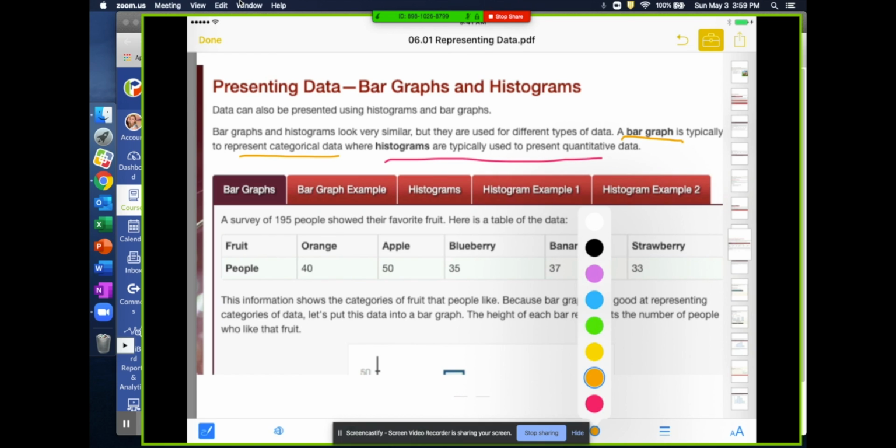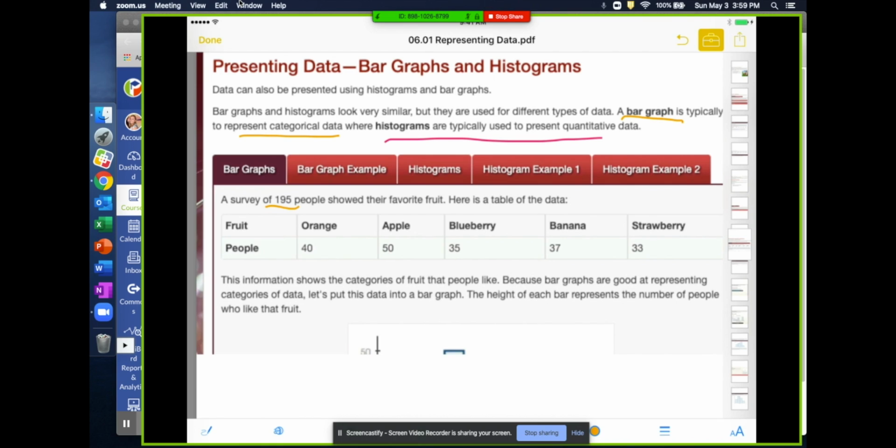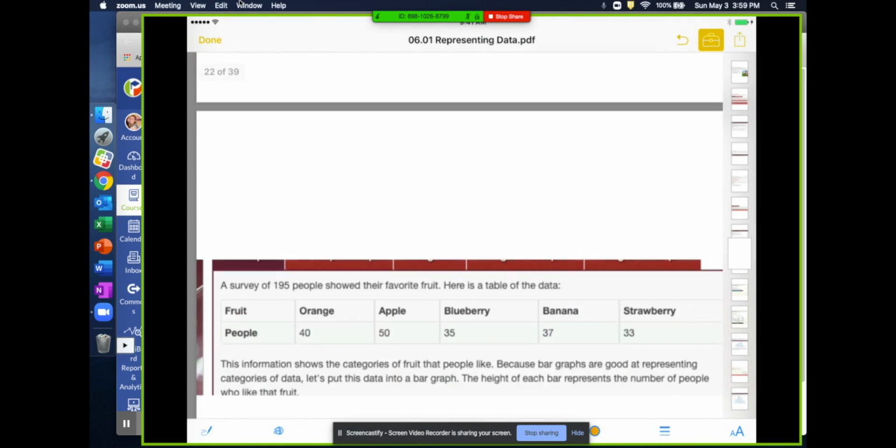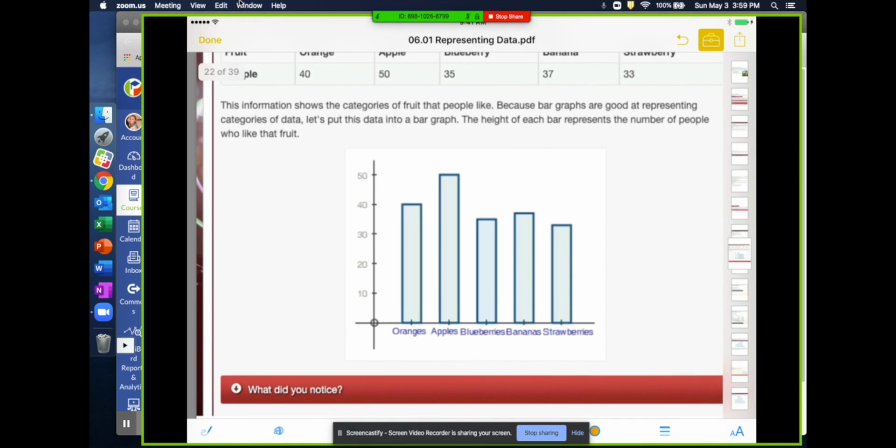So for our first part here, it says bar graphs. A survey of 195 people showed their favorite fruit. Here's the table here. So we have fruit, orange, apple, blueberry, banana, strawberry. That's definitely in categories. Since this is categorical data, we are going to use a bar graph, and here's what the lesson shows us.